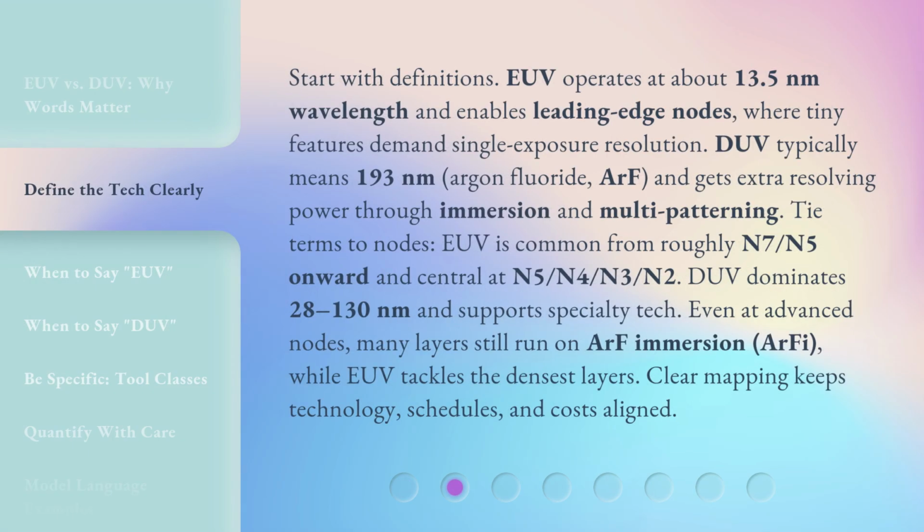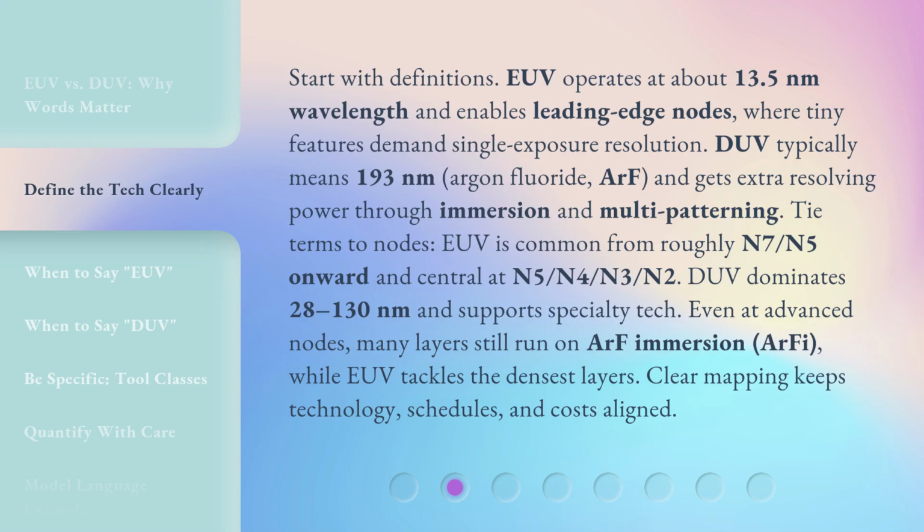Start with definitions. EUV operates at about 13.5 nanometers wavelength and enables leading-edge nodes, where tiny features demand single exposure resolution. DUV typically means 193 nanometers, argon fluoride, ArF, and gets extra resolving power through immersion and multi-patterning.